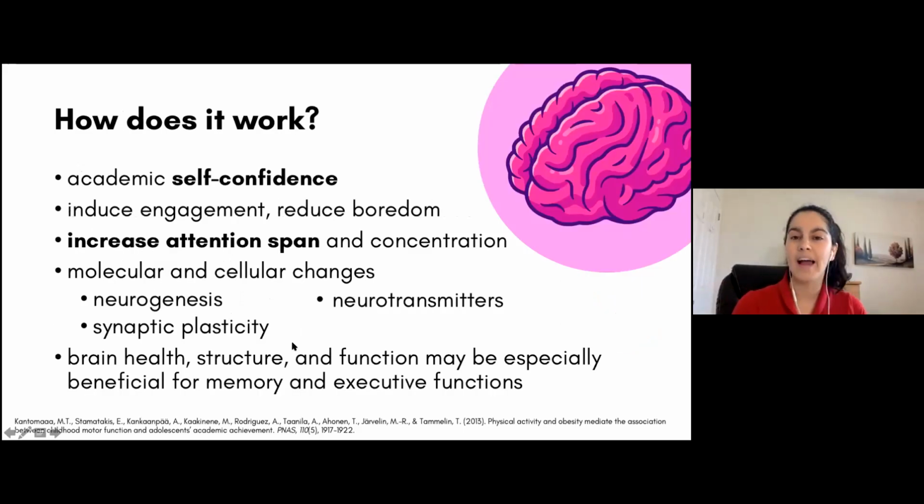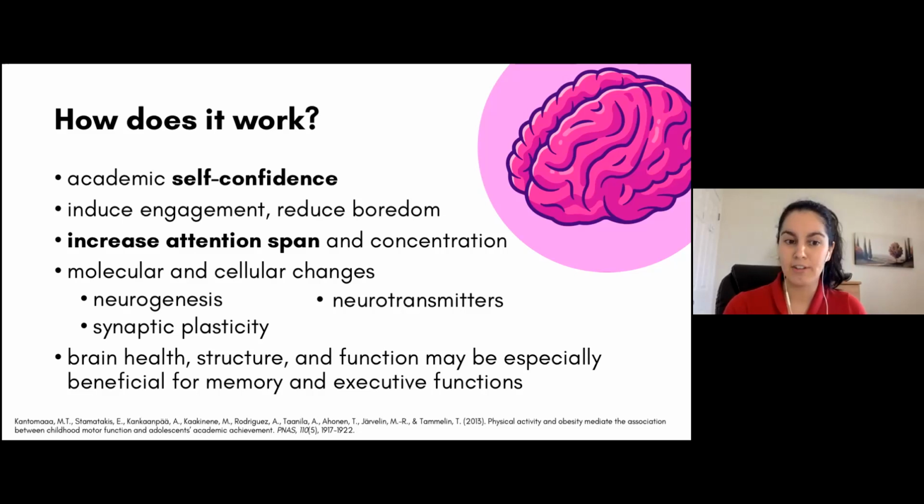How does this work? What's behind the story? What's behind the theme and the connection between physical activity and academic achievement? Well, it's all based on academic self confidence. Being able to know that you can do something will help you to achieve those goals. By being physically active, that induces your brain to engagement and reduces boredom. We know children are active, they're moving around, that's how they learn, that's how they want to engage with the world. And in doing so, this may increase their attention span and their concentration, which of course would be an excellent support for their schoolwork.